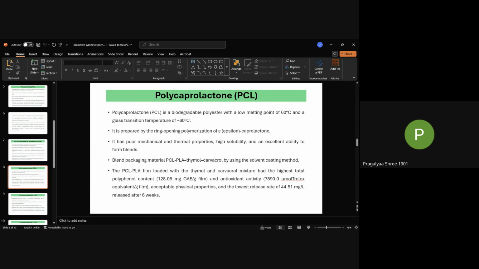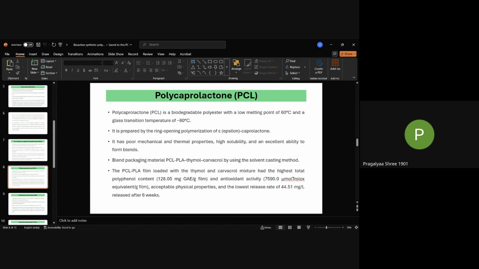It has poor mechanical and thermal properties, is highly soluble, and has an excellent ability to form blends with other polymer materials. So that means it is also not used separately, it is used as a blend. So blended packaging materials like PCL and PLA with thymol and carvacrol are made by the solvent casting method. Thymol and carvacrol are antimicrobial additive substances which are used along with the bioactive packaging polymer materials. So it is used only to manufacture polymer blends.